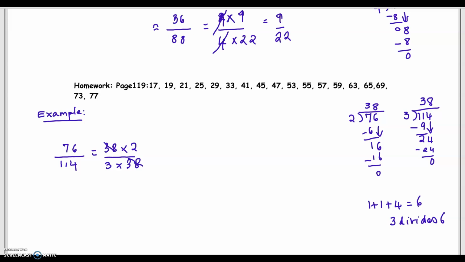So this is something we wouldn't have imagined unless we broke down the numbers, that we'd find a common factor so quickly, and we've reduced it in one step.